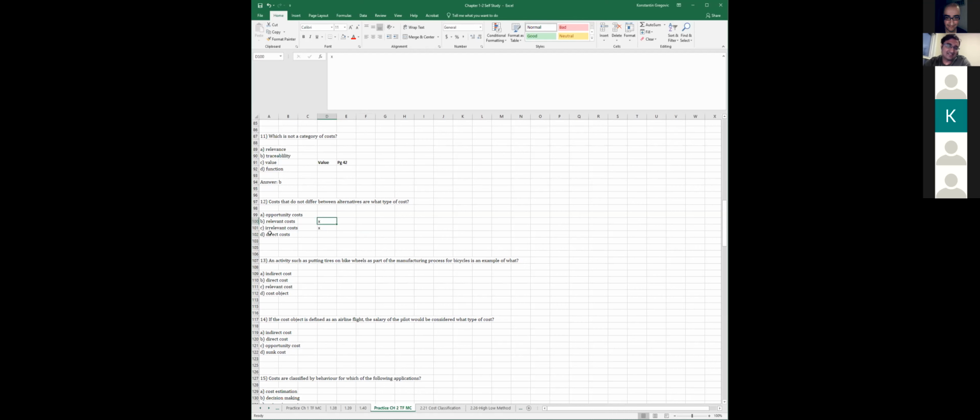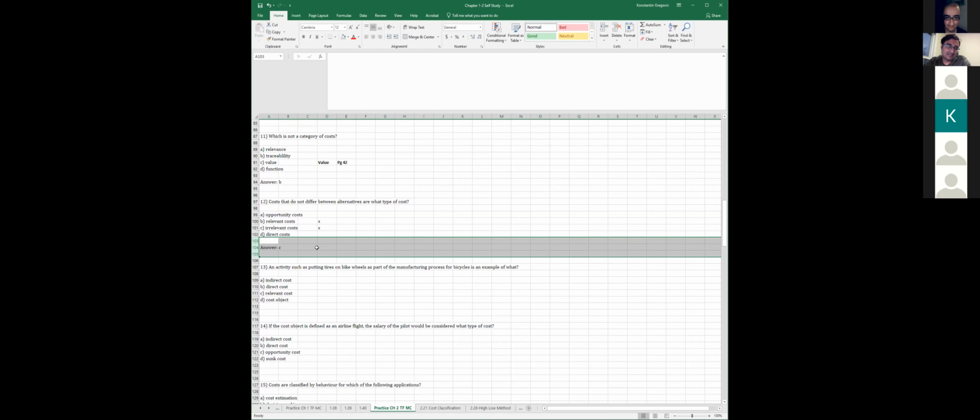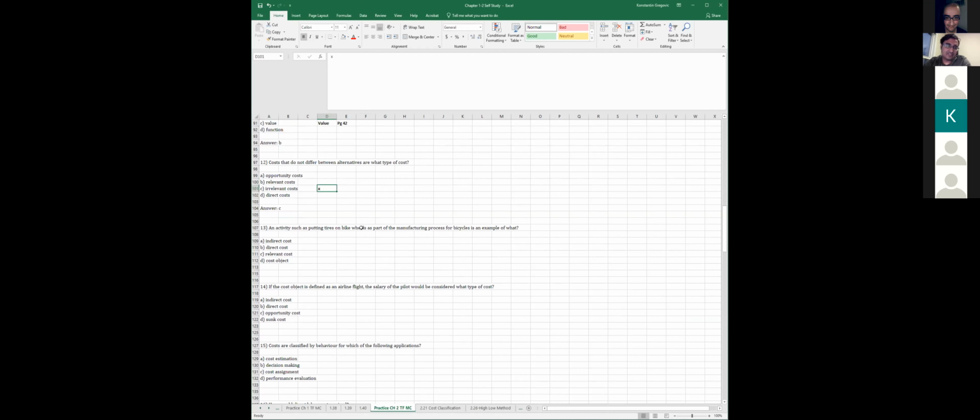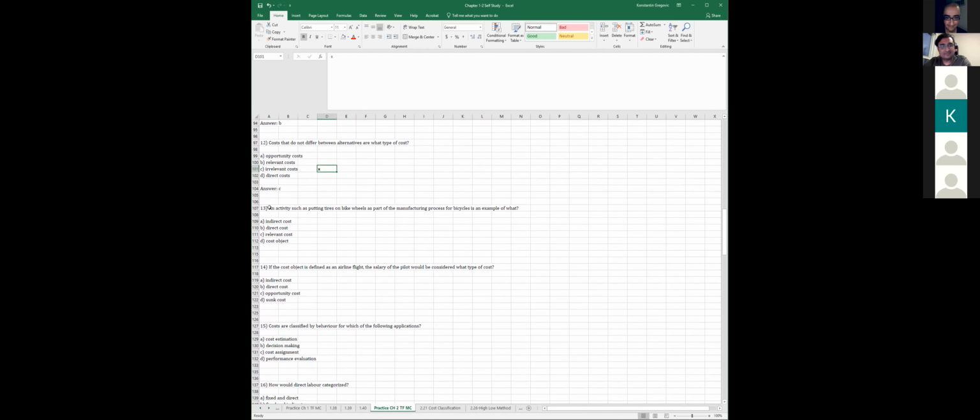Yeah, it's irrelevant. Right. C. It doesn't change. I don't know. I think it's B, but anyways, let's check it over. Oh, it is C. Yeah, because relevant costs differ. So does not differ, that'd be... Right. Costs that do not differ would be irrelevant, of course.